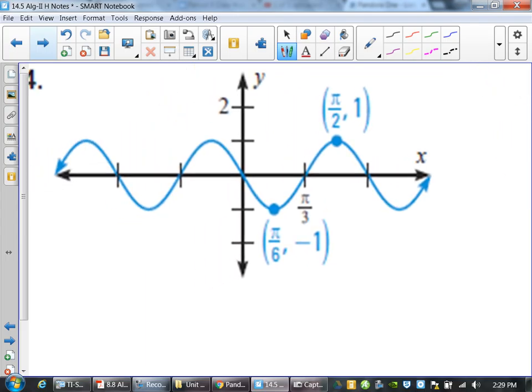Do this one. Cosine graph. Are you sure? No, it's not a cosine graph. It's a sine graph. It's cosine. No, that's sine. I can argue why it's a sine. Because look, it starts at 0. It starts at 0. And then it crosses it 3 times.